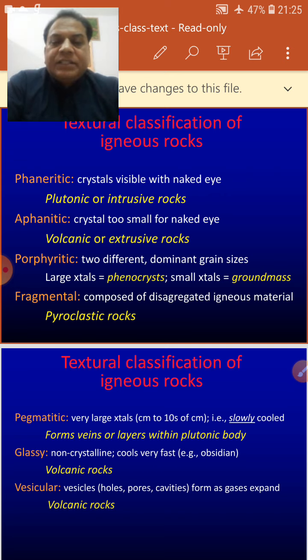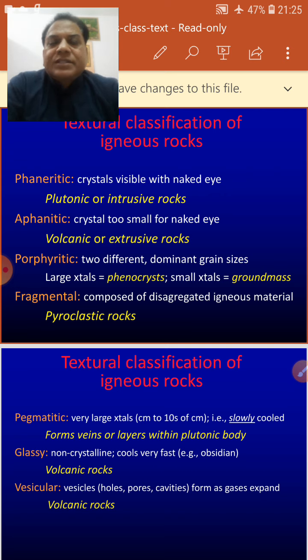The third category is the porphyritic. This porphyritic texture is characteristic of your hypabyssal rocks. It means a rock is composed of two different dominant grain sizes. Large crystals are called the phenocrysts, and the small ones are called the groundmass. Now this porphyritic texture is characteristic of your hypabyssal rocks.